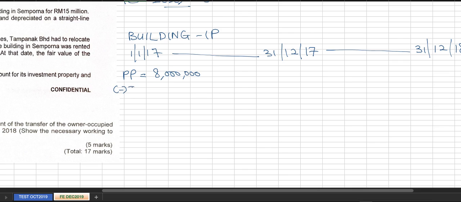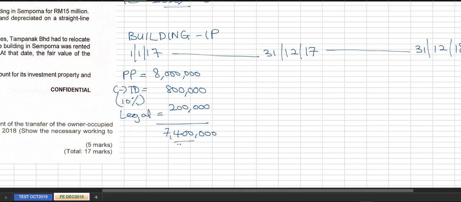Less the trade discount 10%, so you get 800,000 here, and then you add the legal fee 200,000. Is that correct? So you should get 7.4 million. So this is the initial cost of the building.